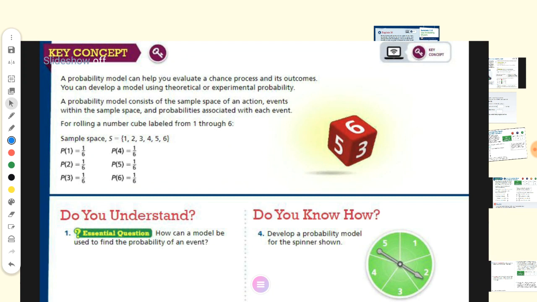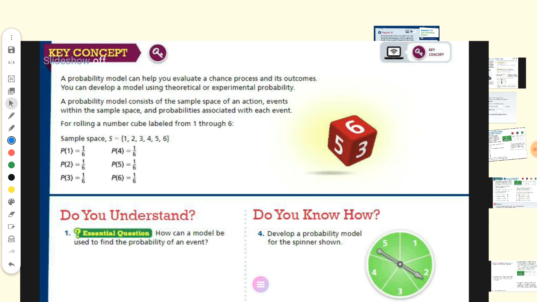You can develop a model using theoretical or experimental probability by calculating the sample space. So mention what the sample space is and what the most favorable outcomes are. We will take an example now. A probability model consists of the sample space of an action. The sample space here is the whole set of all possible outcomes. Events are the favorable outcomes within a sample space, or the probabilities associated with each event.